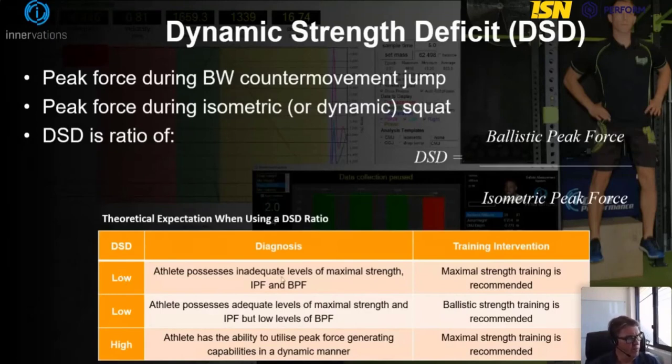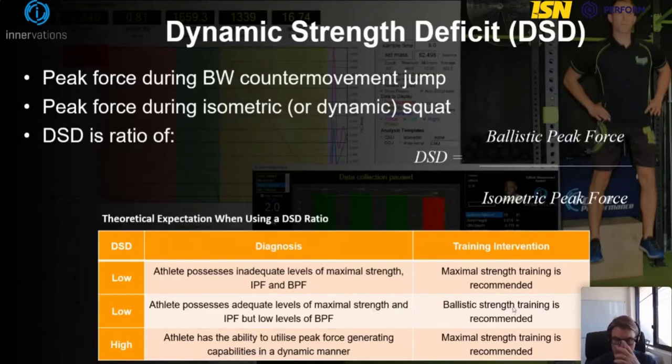If the DSD is low and the athlete is not terribly strong, so if this peak force is not that high, then the training intervention is obviously they have to develop maximal strength through maximal strength training. That's what's recommended. If the DSD is low, but they have adequate strength, what it means is that they're strong enough here, but this peak ballistic force is not very high. So they have the adequate strength, but they can't use it ballistically. And so ballistic strength training is recommended.